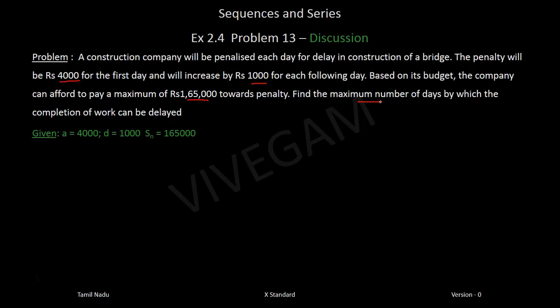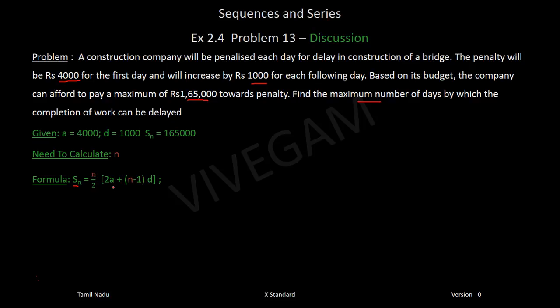So what's given? A equal to 4,000, D equal to 1,000, Sn, the total penalty, is 1,65,000. So we need to calculate n. The formula is S equal to n by 2 into 2A plus n minus 1 into D. As you can see, Sn is known, 1,65,000, A is known, D is known. So if you substitute all those values, you'll be able to calculate n. It looks simple, but actually you will get a quadratic equation, and it takes little time to work out.